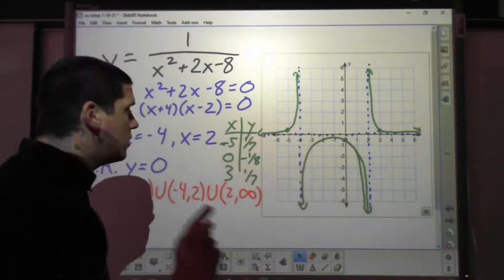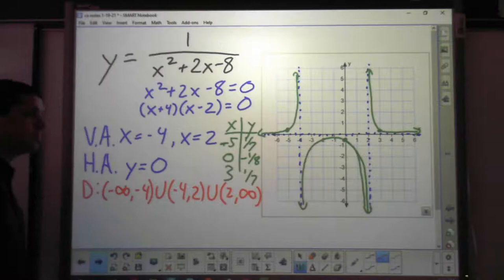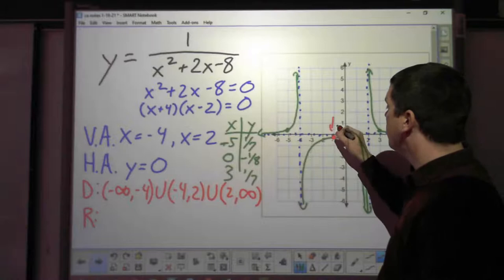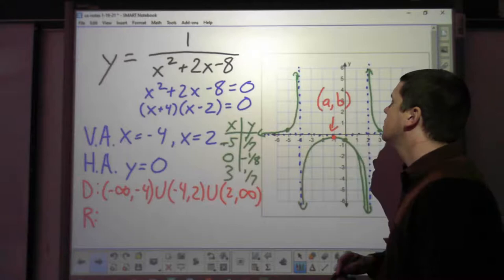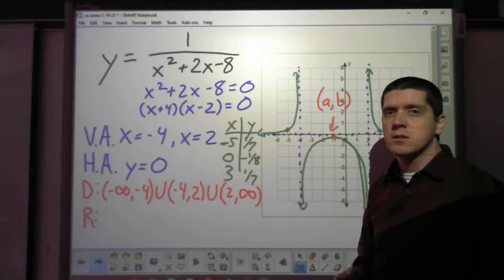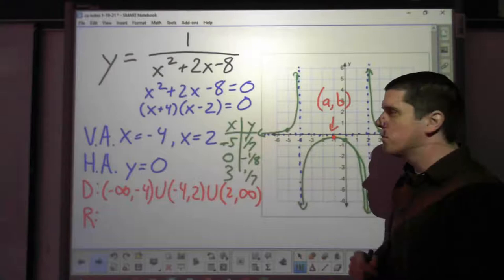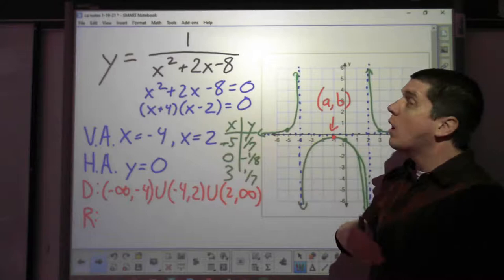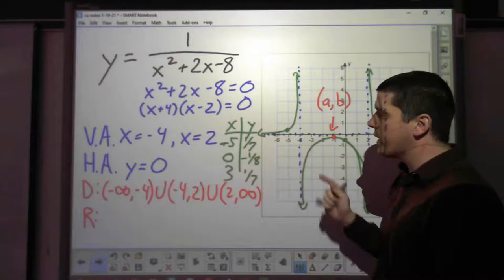Now let's talk about range. The thing to understand with range is that there's some point right here, some A comma B point, where this graph is the highest. There is some point where we hit this maximum spot right here. So we need to figure out that point. Now, I can tell you what this point is in this particular problem. Right now, I'm going to leave it as A comma B. I'm going to do that for one simple reason.